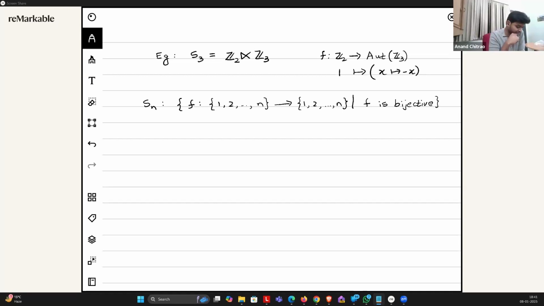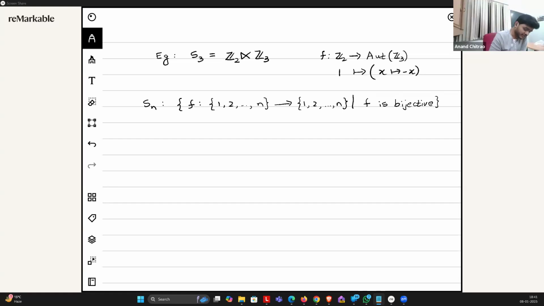So this is a set, but you give it the standard group structure, composition of functions. Then this set becomes a group and it's called Sn. Can somebody tell me the cardinality of Sn? N factorial. Okay, so that's it.